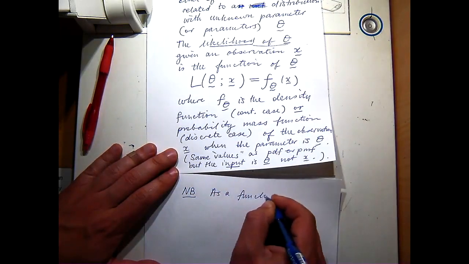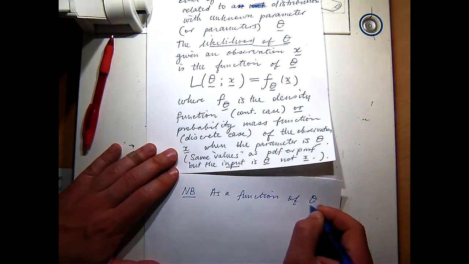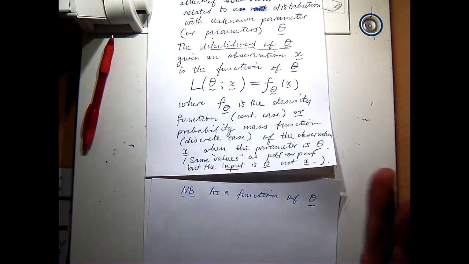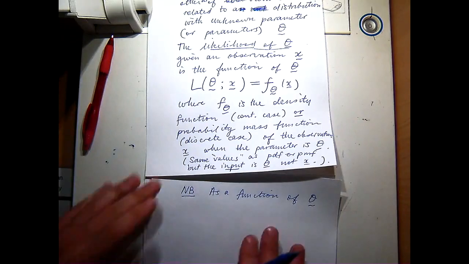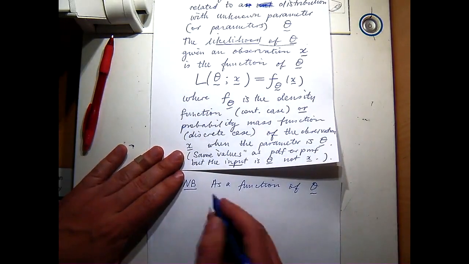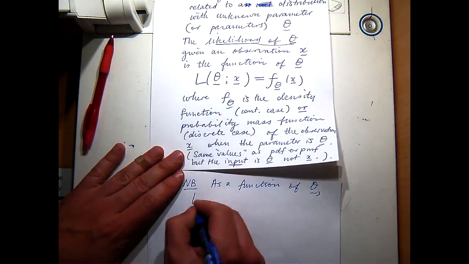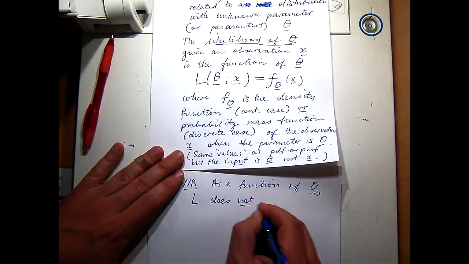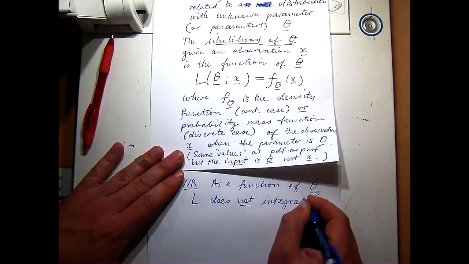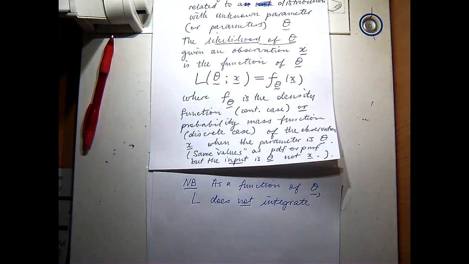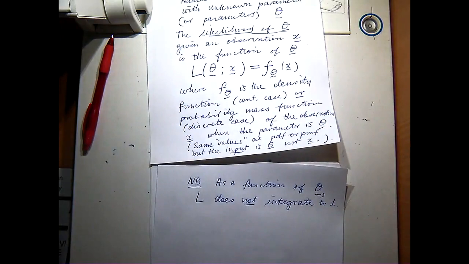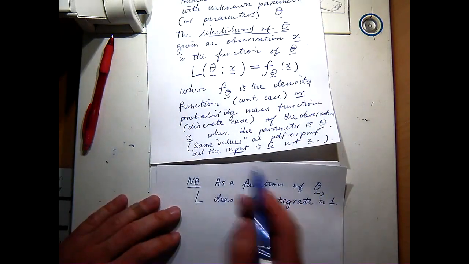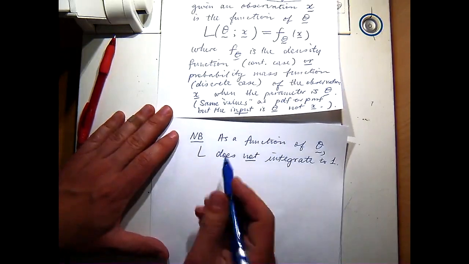As a function of theta, and by the way, it's almost always the case that theta is continuous. Even if it's a discrete count like binomial, still the parameter p that you're estimating is continuous. So it's almost always that theta is continuous. As a function of theta, L does not integrate to 1. Because, of course, it's not a probability mass function or density function of theta. It's only a probability density function of x. So, but we take x fixed, we consider it a function of theta.